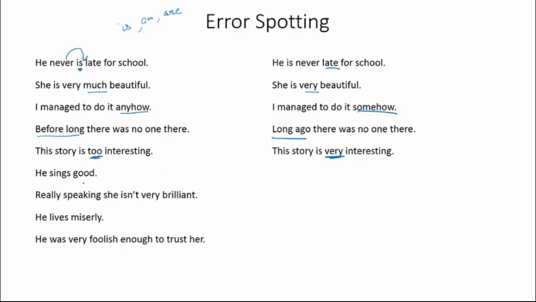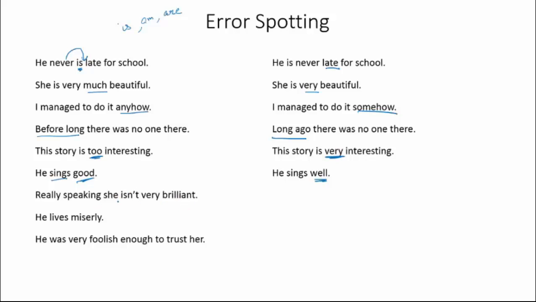He sings good. Over here, sings good. To modify the verb sings, we have to use an adverb. Good is an adjective. It's not an adverb. So what we say is, he sings well. If I wanted to say he is a good singer, that would be correct because over there good is an adjective which is telling about the singer. Singer is a noun.